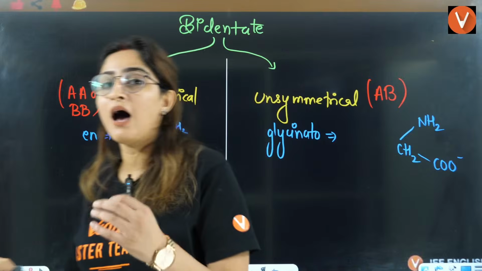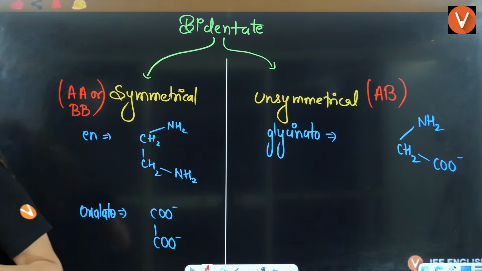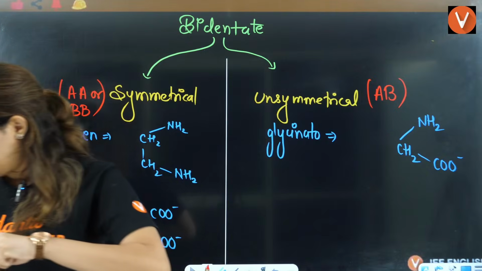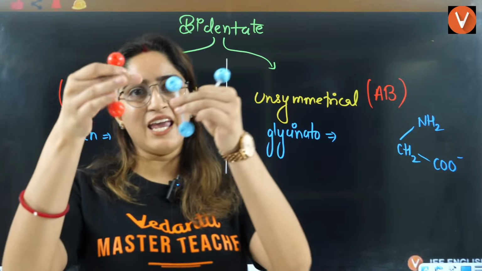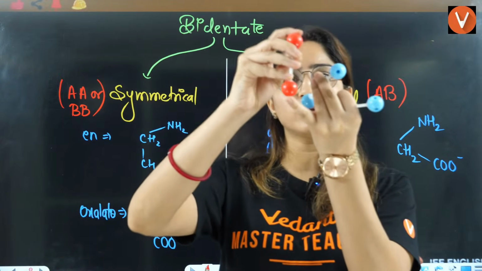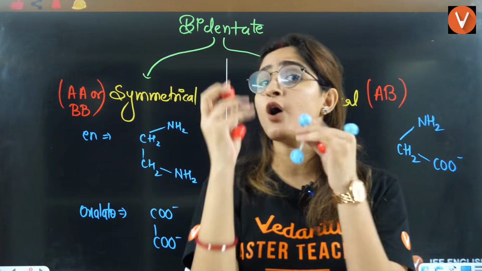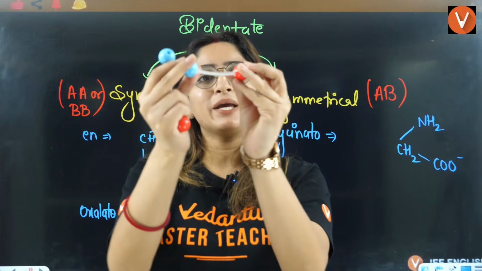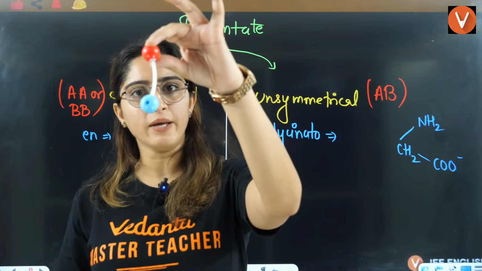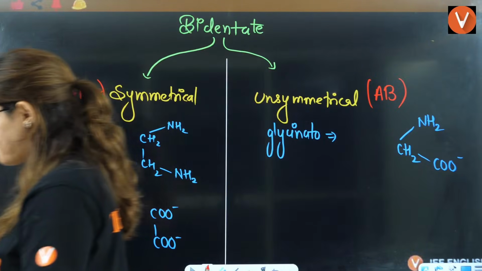These are your unsymmetrical ligands, and how am I going to draw that? I'll represent AA or BB like this, where on both sides you will have the same atoms. This is BB, right? And AB, I'll represent like this. That's how we are going to see it.